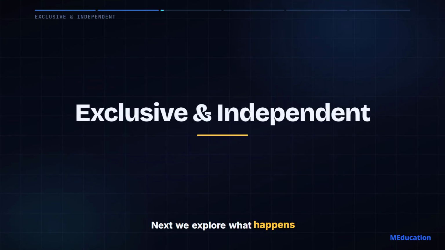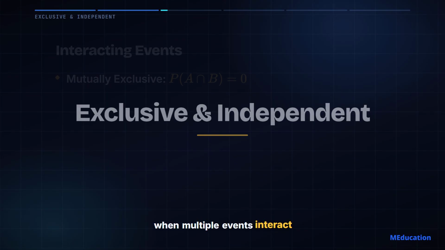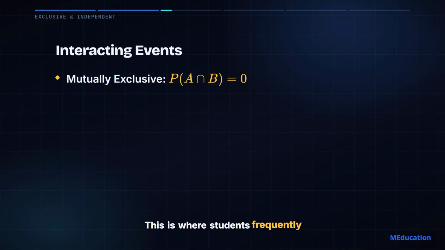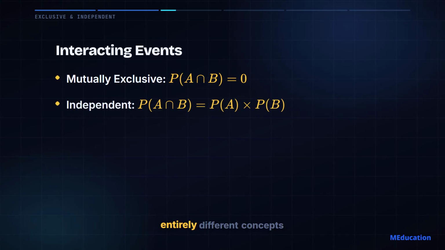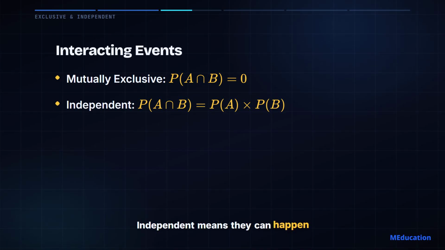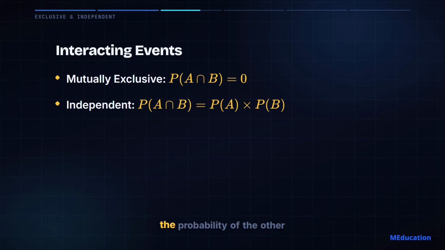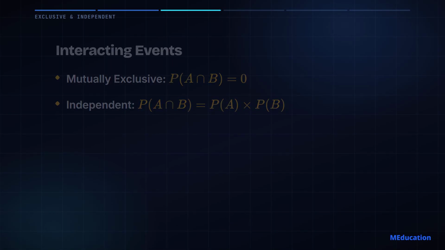Next, we explore what happens when multiple events interact. This is where students frequently lose marks by confusing two entirely different concepts. Mutually exclusive means two events absolutely cannot happen at the same time. Independent means they can happen together, but the outcome of one has zero effect on the probability of the other. You will learn to stop assuming independence and instead rigorously prove it using the formal addition and multiplication rules.